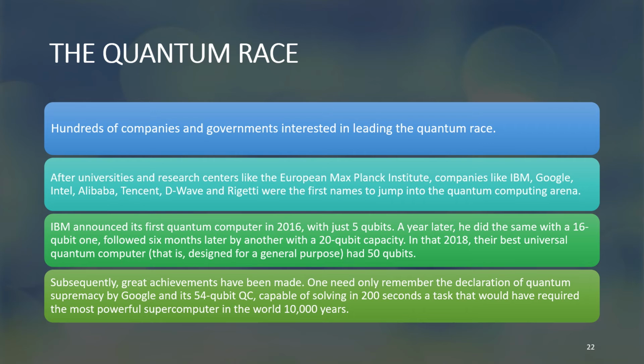In this context, in 2016, IBM announced its first quantum computer with 5 qubits. 12 months later, said company presented a new quantum computer with 16 qubits, which was followed 6 months later by a new quantum system with 20 quantum bits. And in 2018, IBM presented a general-purpose quantum computer with 50 quantum bits. And the initiative was immediately followed by Google. This big company started to talk about quantum supremacy and presented a quantum system with 54 quantum bits.